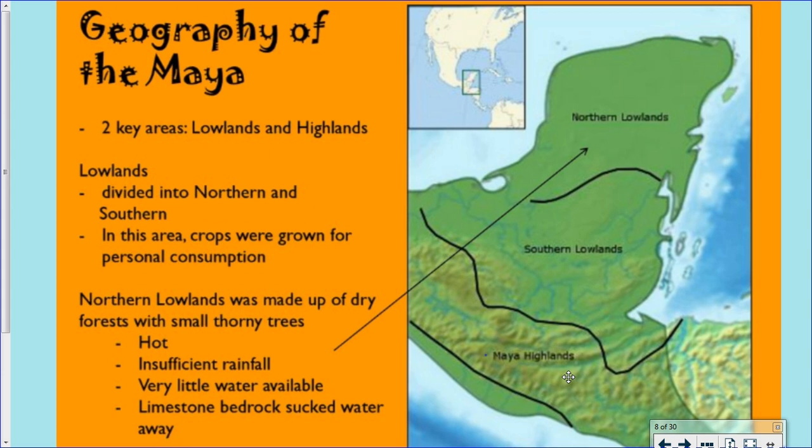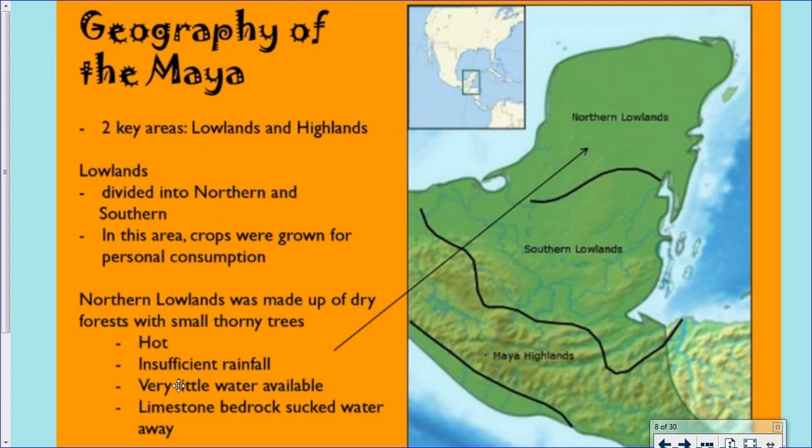So the lowlands, as we've just talked about, are divided into the north and south. The north lowlands were made up of dry forests, and actually some of it was just vast lands. It was just dry land, almost desert-like. So it is hot weather. There is insufficient rainfall, so it's not much rainfall at all, which means there's very little water available in this part of Mesoamerica.